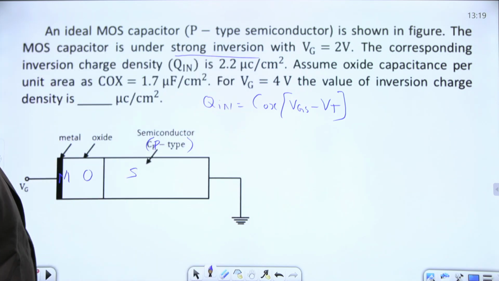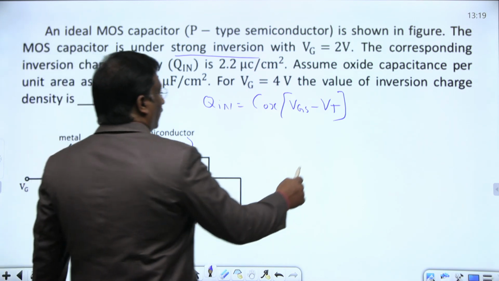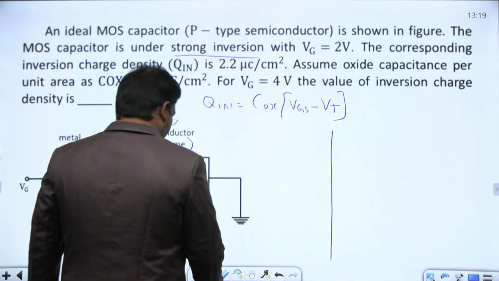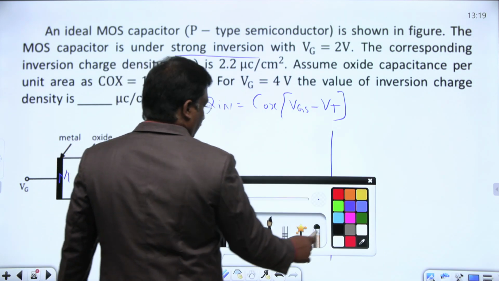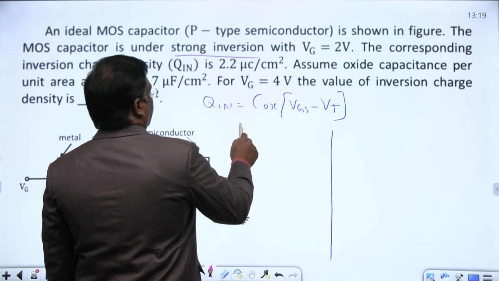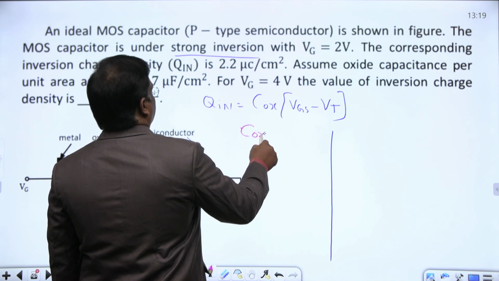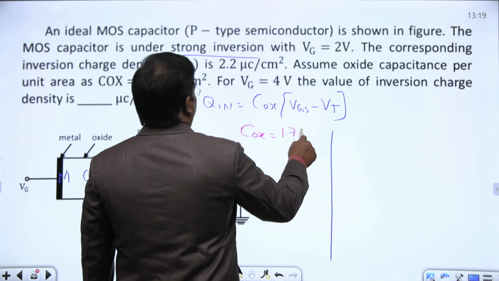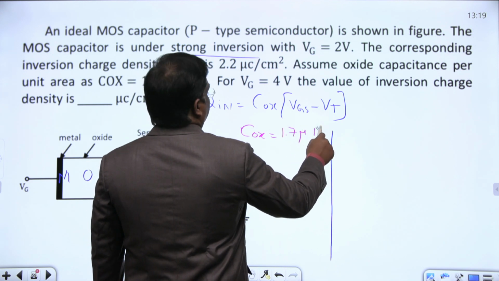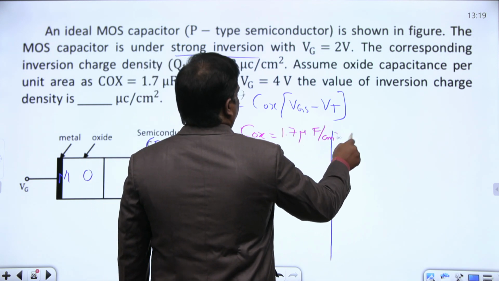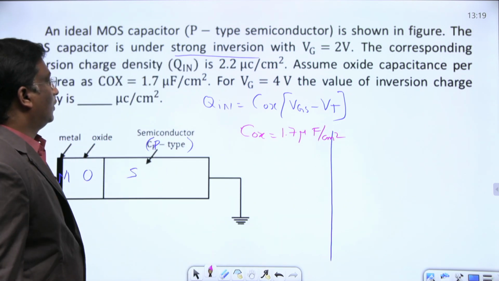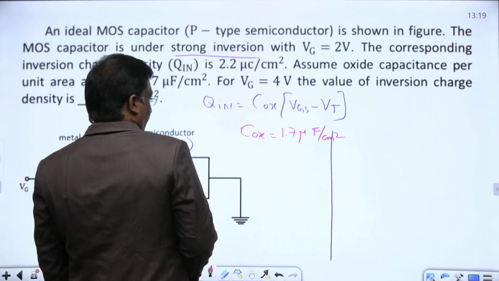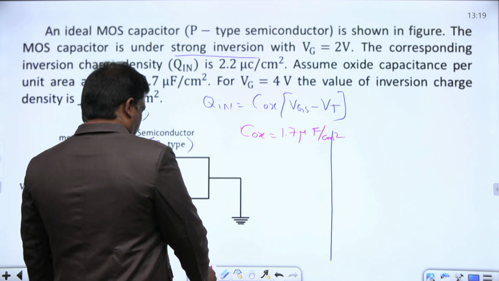Here, assume the oxide gate capacitance is some given value. What they are asking us to determine: they have given Cox. What is the value of Cox given? Cox is given as 1.7 microfarad per centimeter square. That's the value of Cox, a common data given.